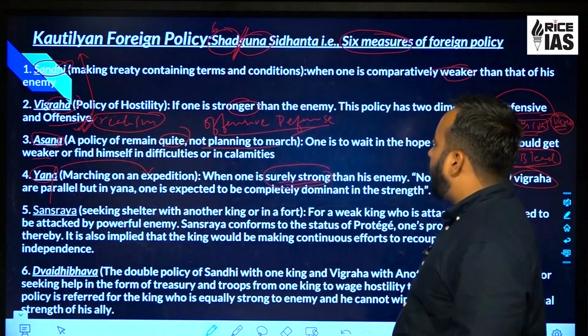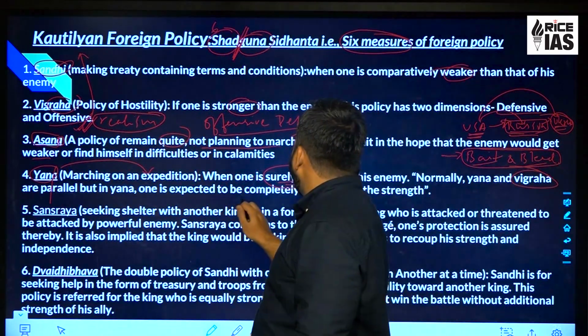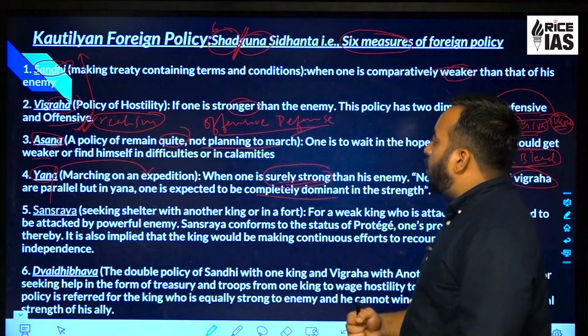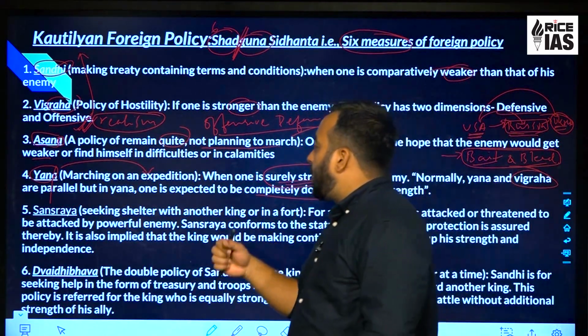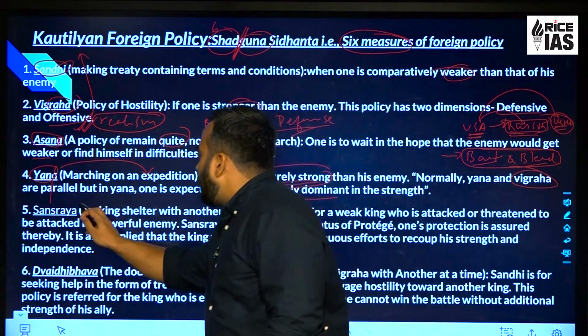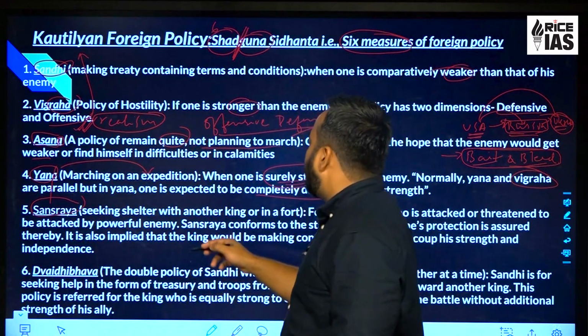Vigrah is to fight, hostility. When you are completely powerful, completely dominant, then march. Start the march. Sanshray, seeking ashray, seeking shelter.